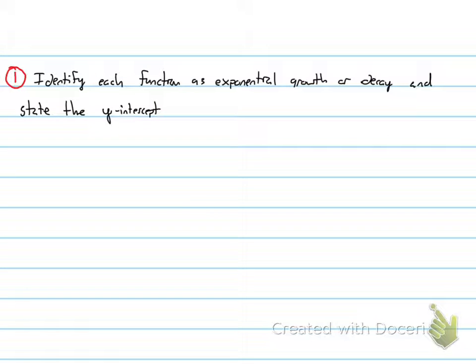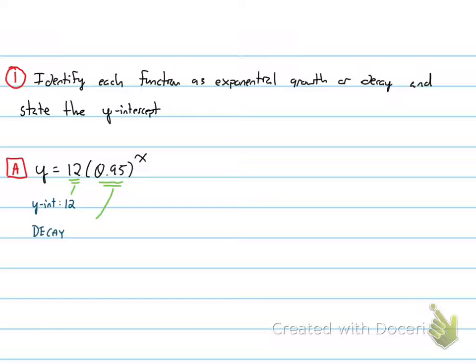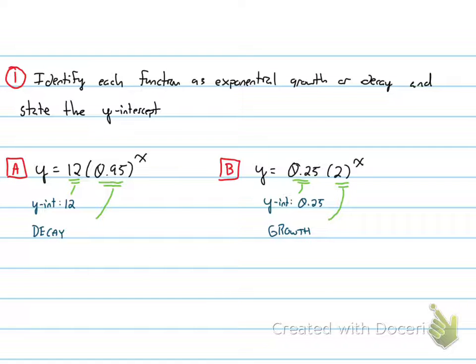So to start here, just simply identify each function as exponential growth or decay and state the y-intercept. In this first part, we have y equals 12 times 0.95 to the x power. 12 would be my y-intercept. That b value, 0.95, is between 0 and 1, so that's going to represent decay. In part b, 0.25 would be my y-intercept. That 2 is greater than 1, so this is going to represent exponential growth.